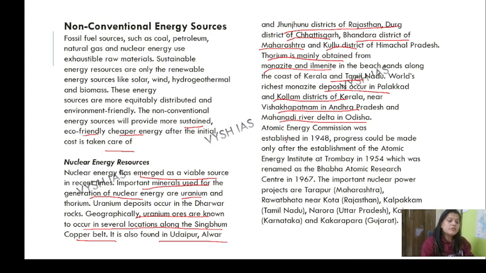Atomic Energy Commission was established in 1948. Progress could be made only after the establishment of Atomic Energy Institute at Trombay in 1954, which was renamed as Bhabha Atomic Research Center in 1967. So the Bhabha Atomic Research Center, which you see today, was known as Atomic Energy Institute at Trombay in 1954. It was renamed in 1967, and before that, the first one was the Atomic Energy Commission, established in 1948.